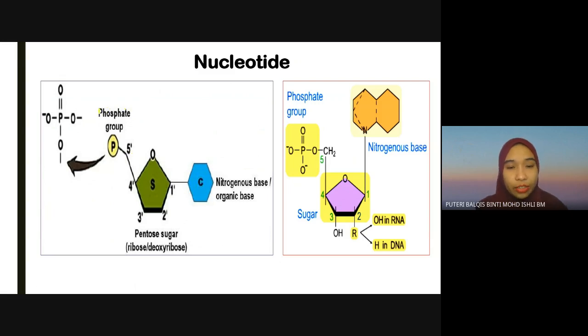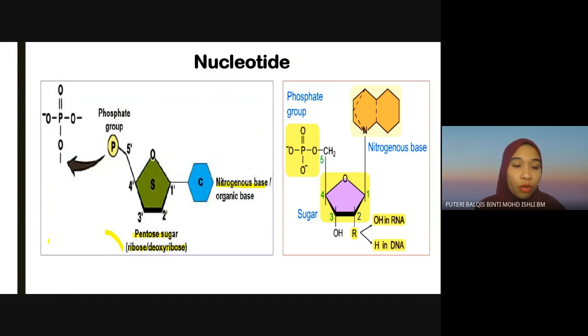Alright, so this is nucleotide. It consists of phosphate group. So this is phosphate group. Okay, phosphate group, and then we have the pentose sugar. Okay, pentose sugar, and then we have nitrogenous base. For pentose sugar, it has two types of pentose sugar. It has ribose and also deoxyribose.